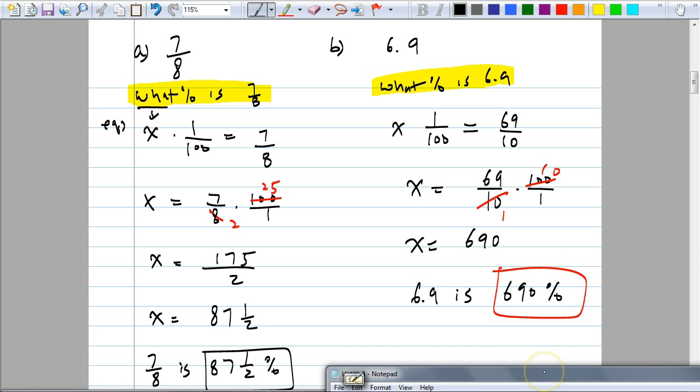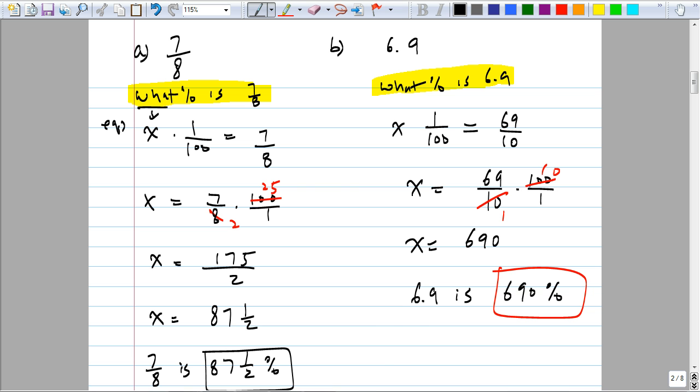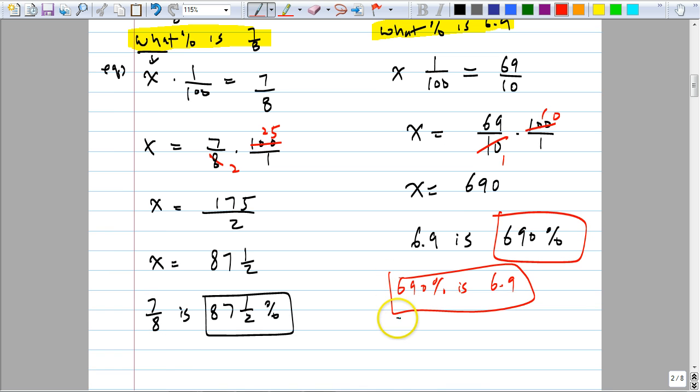690%. That's what we found. 690% is, okay, 6.9. Maybe I should write this down here. So we found that 690% is 6.9. Okay, that's what we found. So what about this one? Yeah, 87.5% is 7/8. Right? That's what it means. Does that make sense? Okay. All right. So that's how you change numbers to a percent.